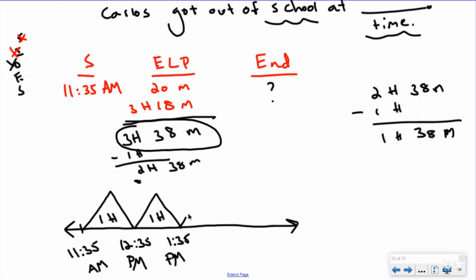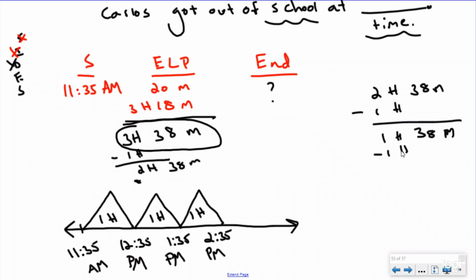And now I have to do my last mountain here. That one's going to be pretty easy because now I'm just counting. I'm not resetting. And so now it's going to be 2:35 p.m., all right?